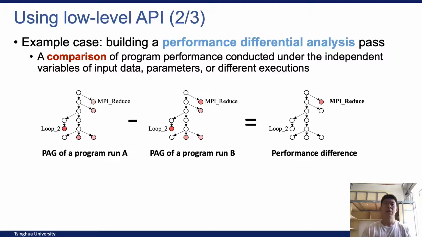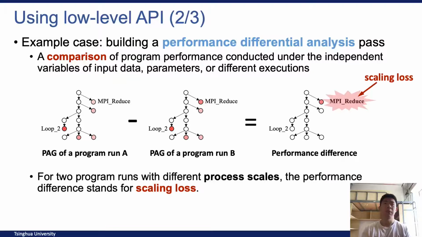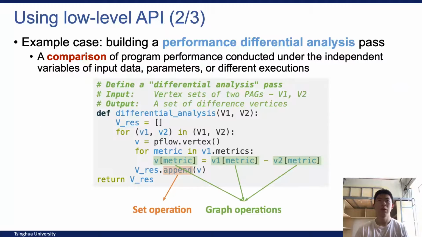The second example is a performance differential analysis pass. It is a comparison of program performance conducted under the independent variables of input data, parameter, or different executions. For example, for two program runs with different process scales, the performance difference stands for scaling loss. Here is the code for the performance differential analysis pass. Append is a set operation, and three V metrics are graph operations.